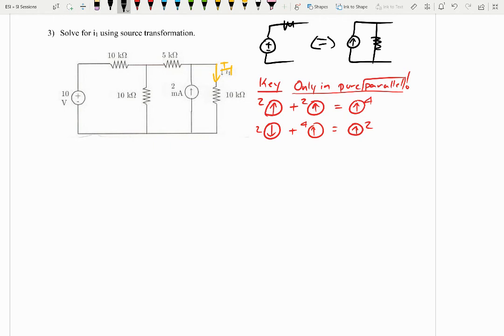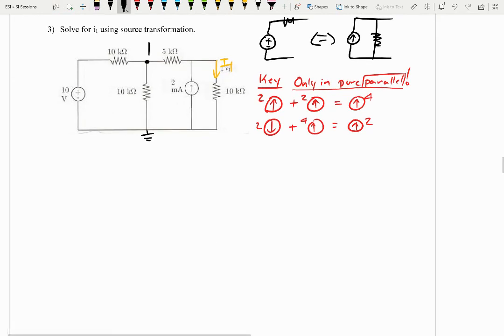So you could do a nodal analysis problem where you could drop a ground here and then go right there and then solve for that value and then solve for that value. But that'll take a lot of time. So if they say use a certain method, use that method. It's probably a reason for it.